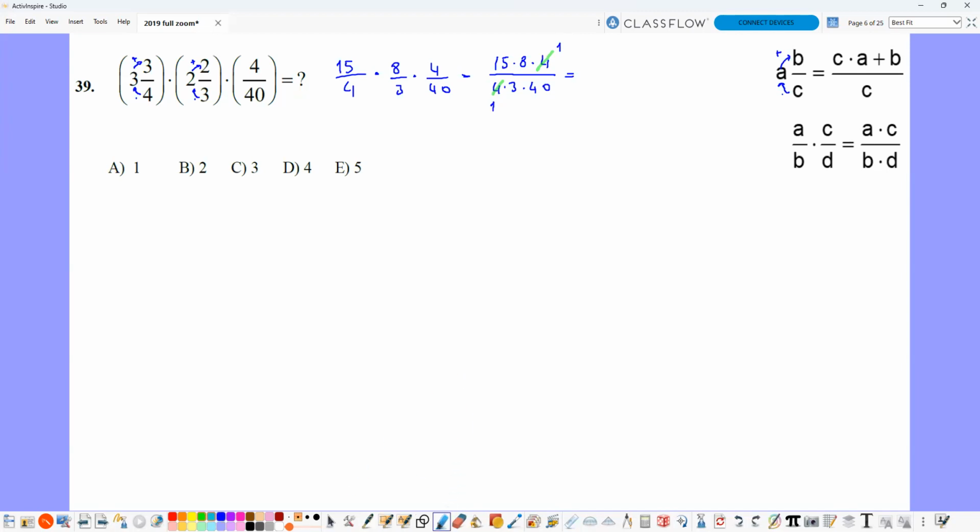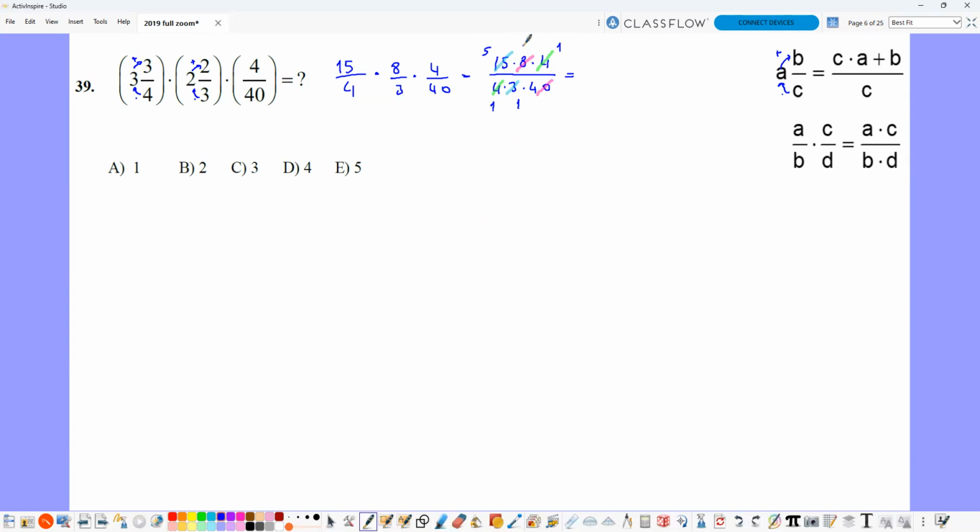Then you will eliminate this one, 15 by 3. You can get here 5. You can get here 5 and here 1. And simplify. Eliminate is not the correct word. And then here you may simplify 8 by 40, and both of them are divisible by 8.